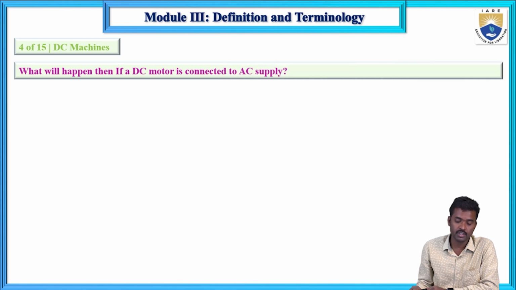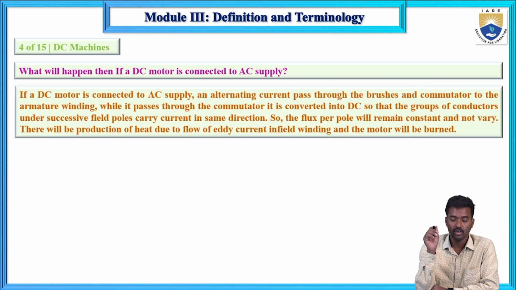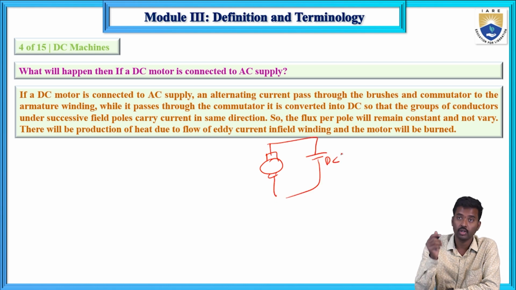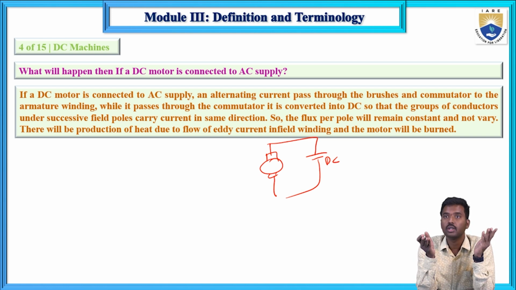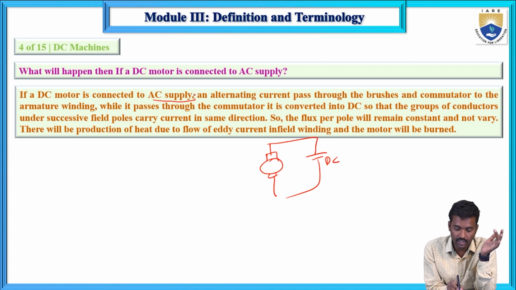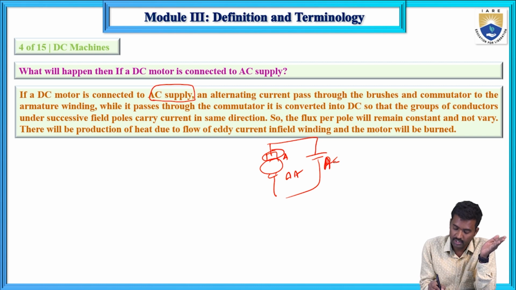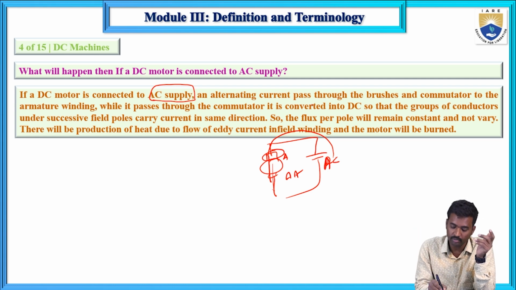Now what will happen if a DC motor is connected to an AC supply? Depending on the supply, motors are classified into two types, AC motors and DC motors. If a DC motor is connected to the AC supply, what will happen? Current passes through the brushes and commutator to the armature winding, A and AA. While passing through the commutator, the AC is converted to DC. If this is AC and it is given to the DC armature winding through the brushes and commutator, the commutator's main function is to convert AC to DC.